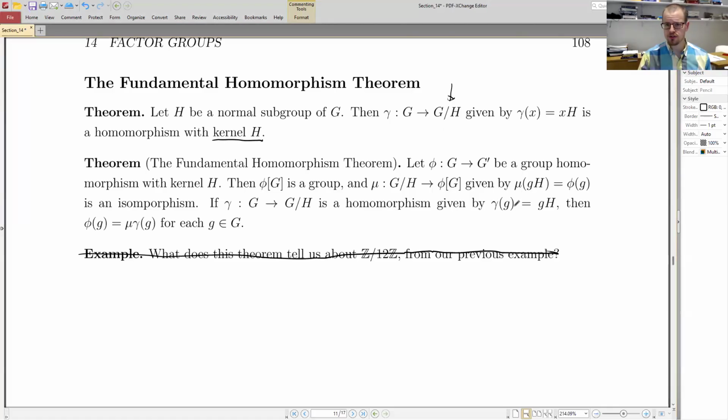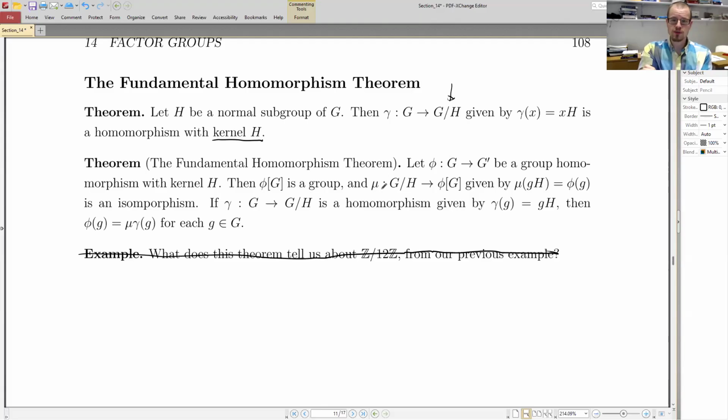All right, I also want to use that in our next theorem as well. So we're bringing that forward into the next theorem. So the fundamental homomorphism theorem, how about half, maybe 3/4 of this we've already said before. So let phi be a group homomorphism from G to G prime with kernel H. Then phi of G is a group. We've already said that the image of a group is a group. We looked at that a little while ago for a homomorphism.